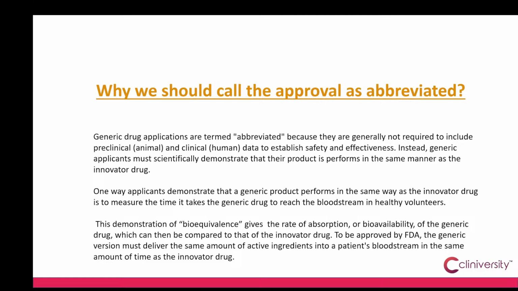So this is to measure the time it takes the generic drug to reach the bloodstream in healthy volunteers. We are going to study the ADME properties of Dolo 650. We are already aware of the Dolo 650 ADME properties. Now we are going to study the Polo 650 ADME properties, and we are going to match them, and it should be the exact copy of your original drug. So the demonstration of bioequivalence gives the rate of absorption or the bioavailability of the generic drug, and this can be compared with your innovator drug.